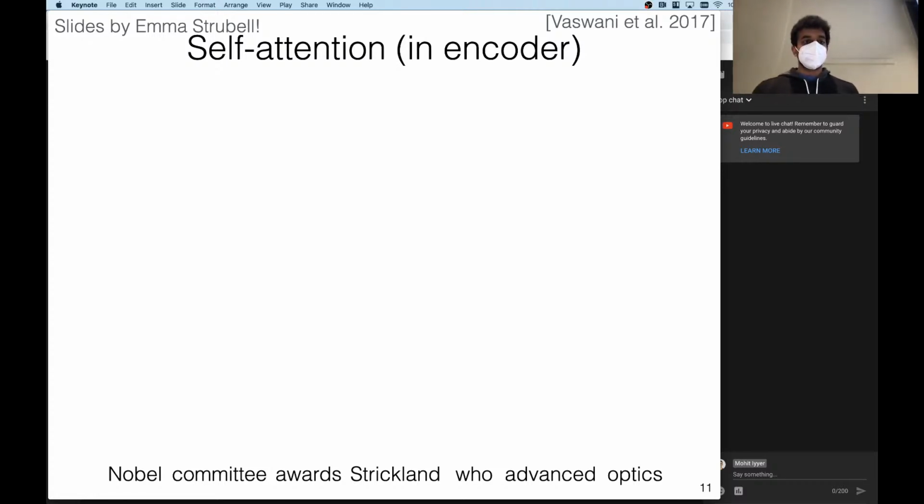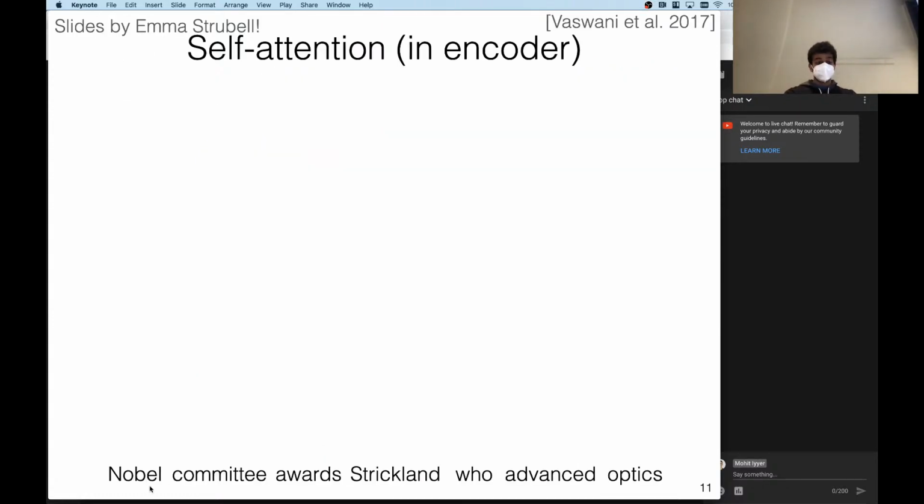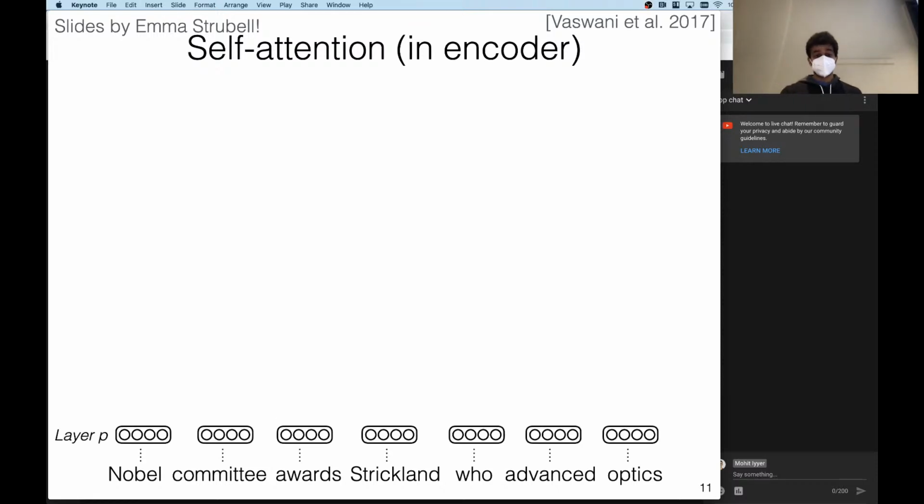So these slides were made by Emma Strubell, who did her PhD here at UMass and is now a professor at CMU. So imagine that the input to the encoder, so the network on the left over here, is the sentence, or this partial sentence, Nobel Committee awards Strickland who advanced optics. So we want to pass this through multiple different layers of unmasked self-attention, and then finally get our final layer hidden representations. So let's say we're at some layer, so we have the output of the previous layer.